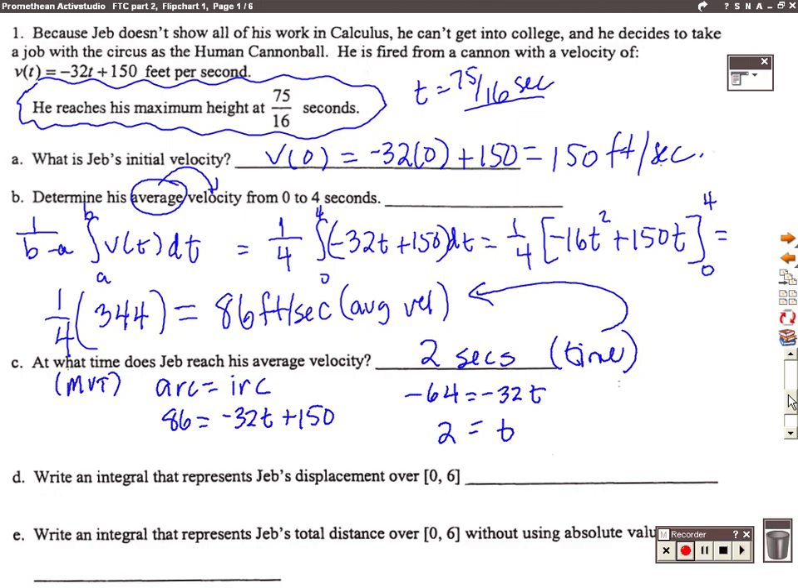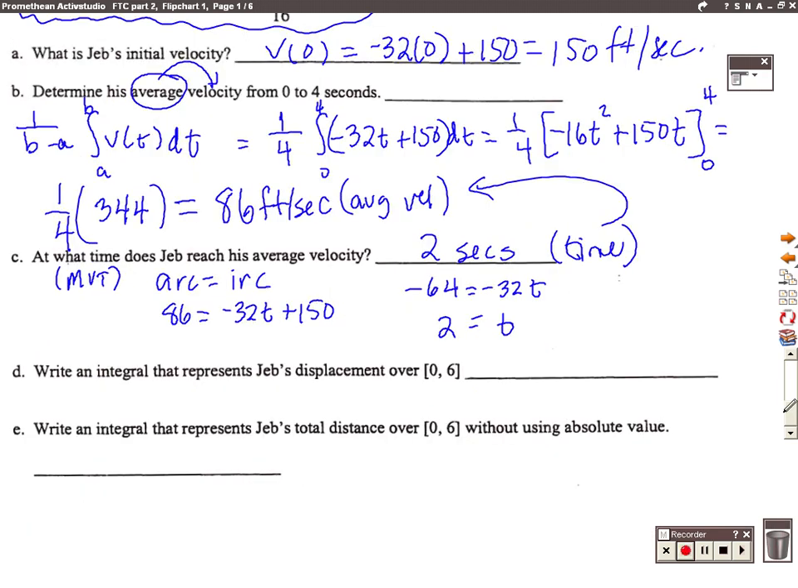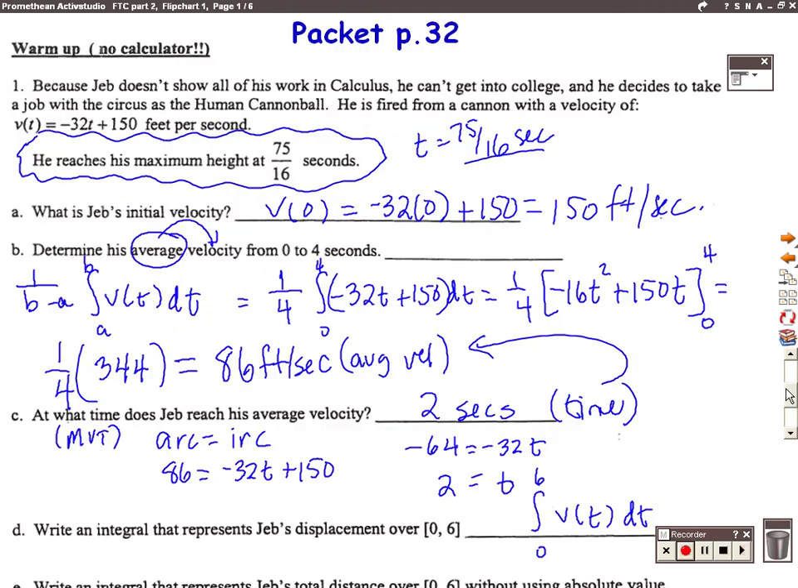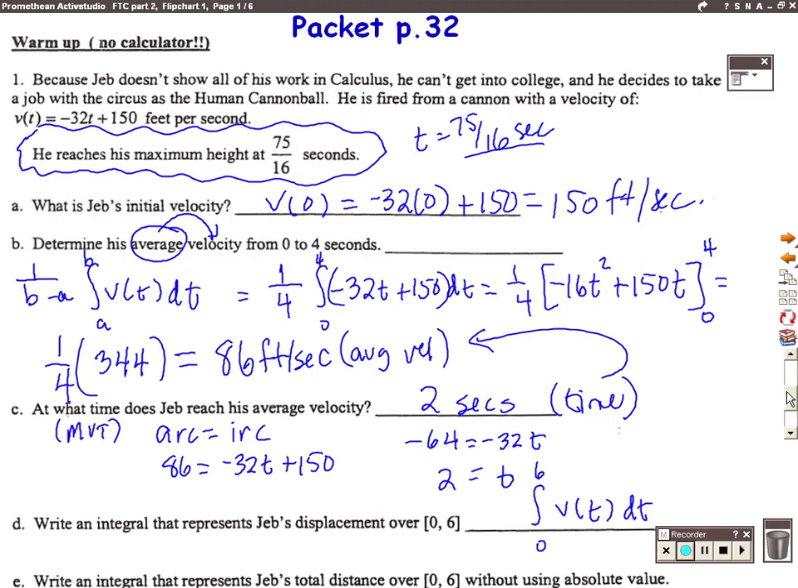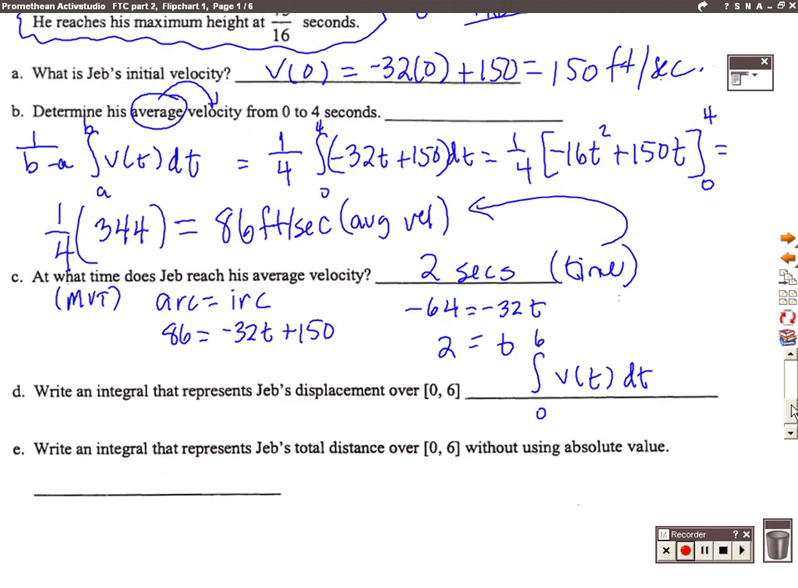Letter D, write an integral that represents Jeb's displacement from 0 to 6. Well, that's very easy. That would be from 0 to 6 of v of t dt. Let me make sure that they did name that v of t, so I can use that name as long as they name it. And then for letter E, write an integral that represents total distance.